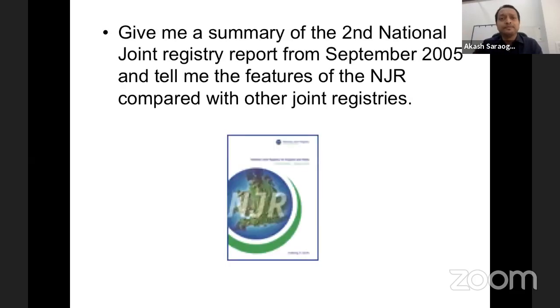You can be asked about the NJR. Why was the NJR made in the first place? What is the requirement of a joint registry? As you all are aware, we have now the Indian joint registry. Why do we need a joint registry? Because we need to know that in the longer run, are we going anywhere wrong? Did we realize in the past that we went somewhere wrong?